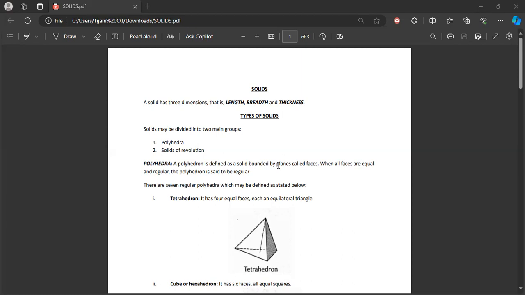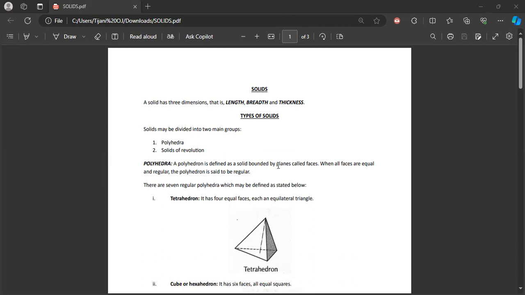Just like we have a regular polygon in which all the sides are equal in length. Likewise, all the interior angles are equal in size. So when we talk about a regular polygon, all the sides are equal in length and all the angles are equal in size. Likewise, when we say a polyhedron is regular, it means all the faces are equal and regular. So let's take note of that.